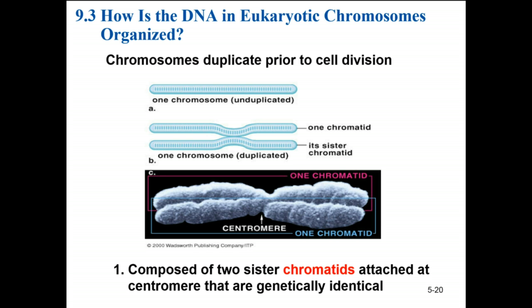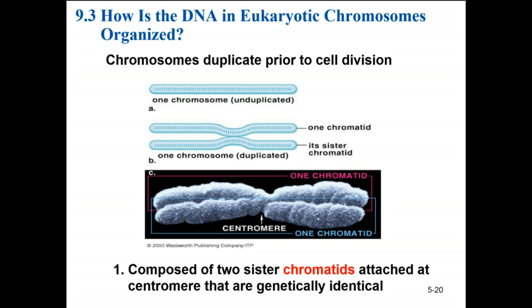In this figure, we have a chromosome. In part A, we have an unduplicated chromosome. In part B, we have a duplicated chromosome. Note that the duplicated chromosome consists of two chromatids. The whole thing is called one chromosome, and then each half is called a chromatid. The sister chromatids are attached at the centromere, and they are genetically identical.